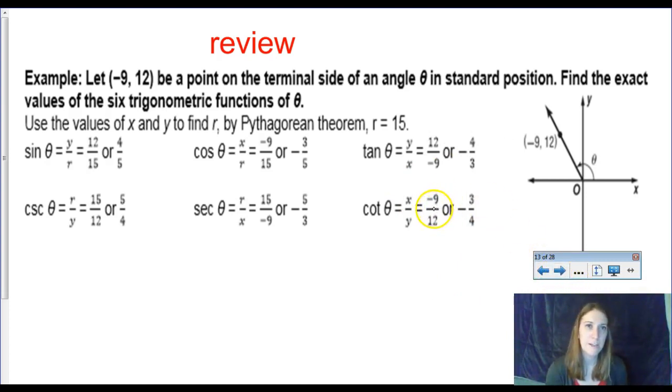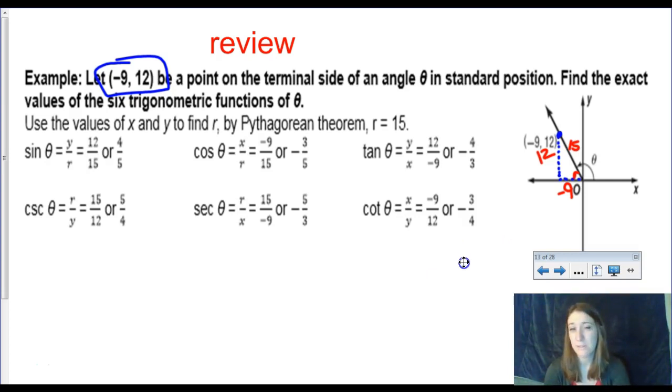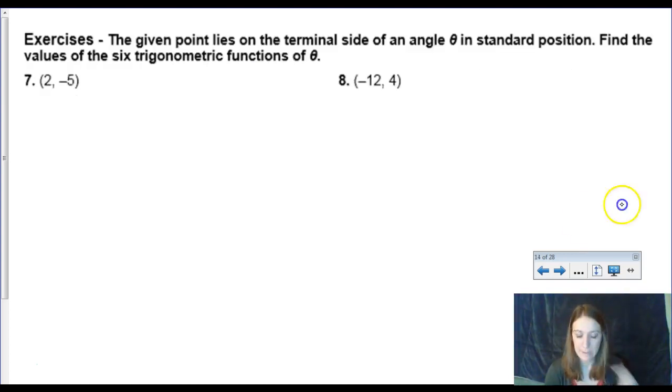This problem is already done on your notes, so I'm not going to go through it, but basically they gave you the ordered pair. Negative 9, 12 is on the terminal side of some angle that was drawn. And if you think about this as being a triangle made with the reference angle, they labeled this leg as negative 9, this leg as 12, and then doing a little Pythagorean theorem, they found out that r, the hypotenuse, is 15. So they still set up the same sine, cosine, tangent, and all the reciprocal function ratios, but using those formulas is just a lot faster.